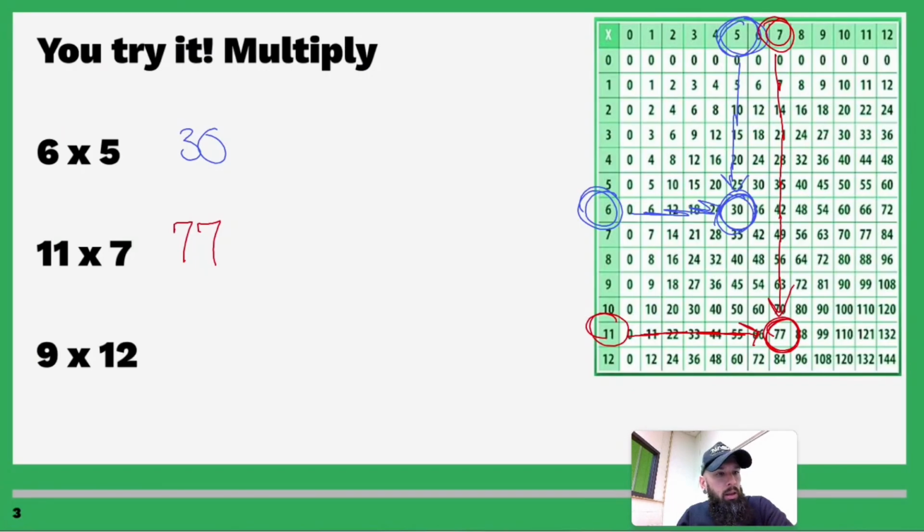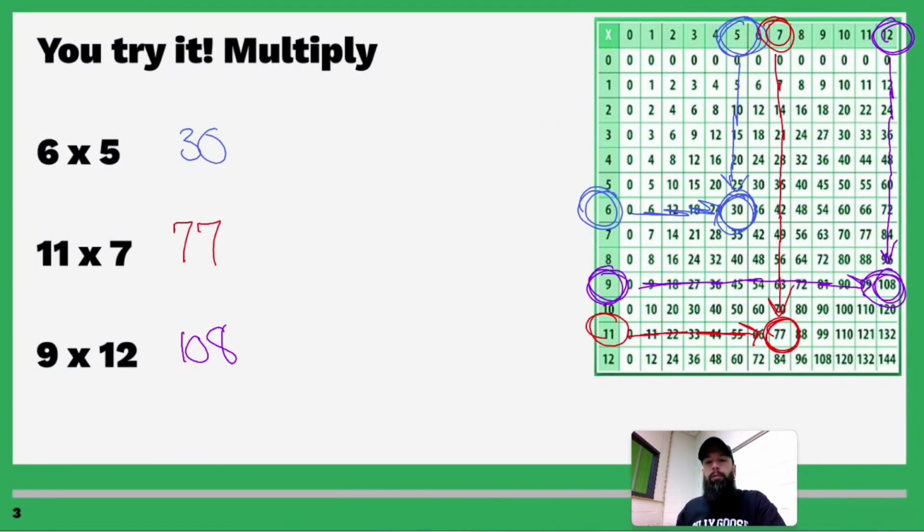All right, last but not least for this problem, you get 9 times 12. So here's 9 on one of them. Here's 12 on the other one. Go all the way to the end. And 9 times 12, my gosh, is 108. So there you have it. Fun stuff.